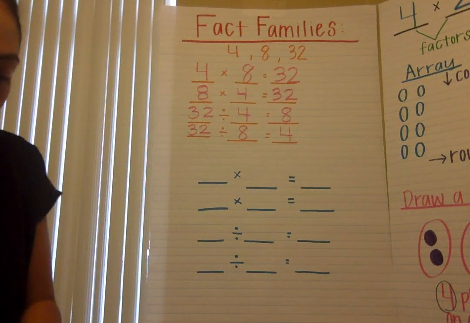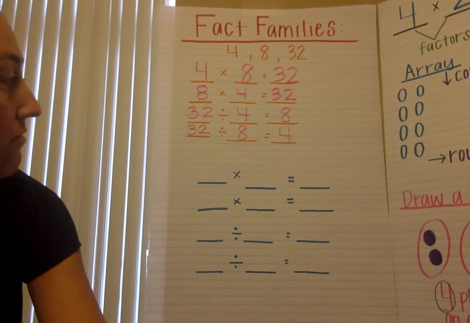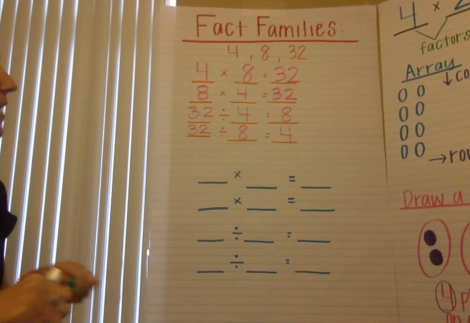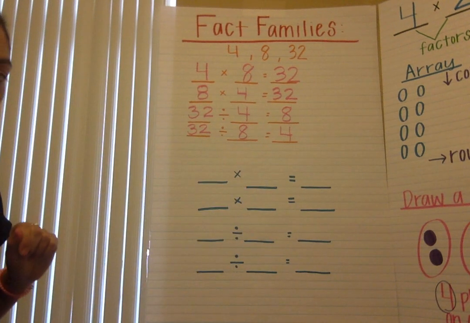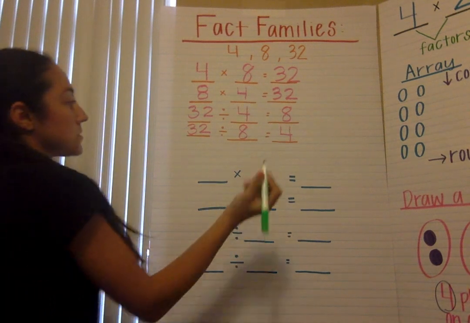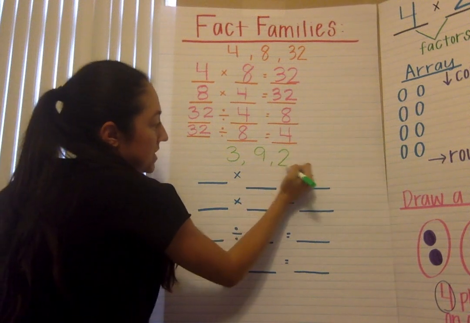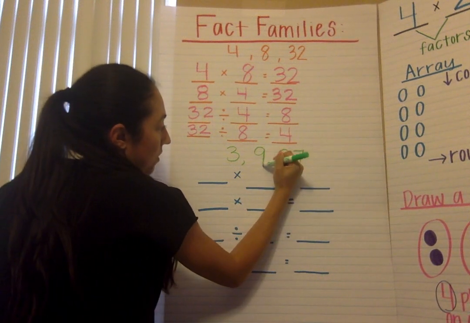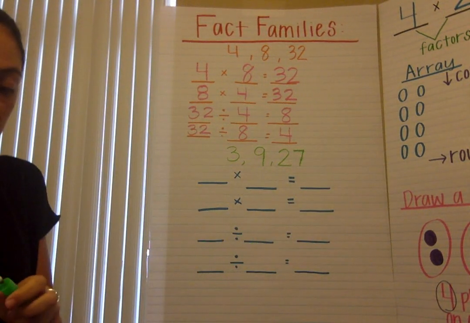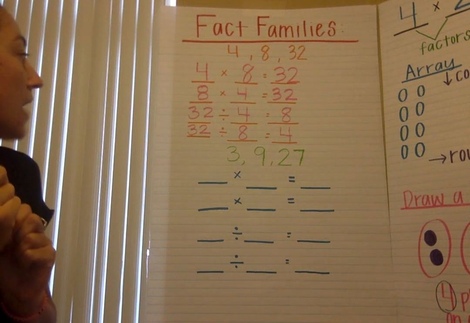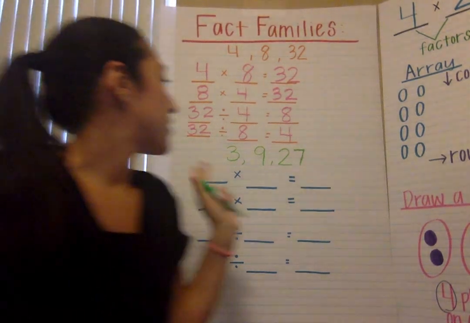So I am going to challenge you now to draw another one on your papers, and I will give you another fact family, and then I'd like you to fill it in on your papers before you get started on the Edulastic account. So the numbers I'm going to give you are 3, 9, and 27. So please fill that in now. You can pause me, and you can finish this up when you're done. Please unpause me when you're done with that.